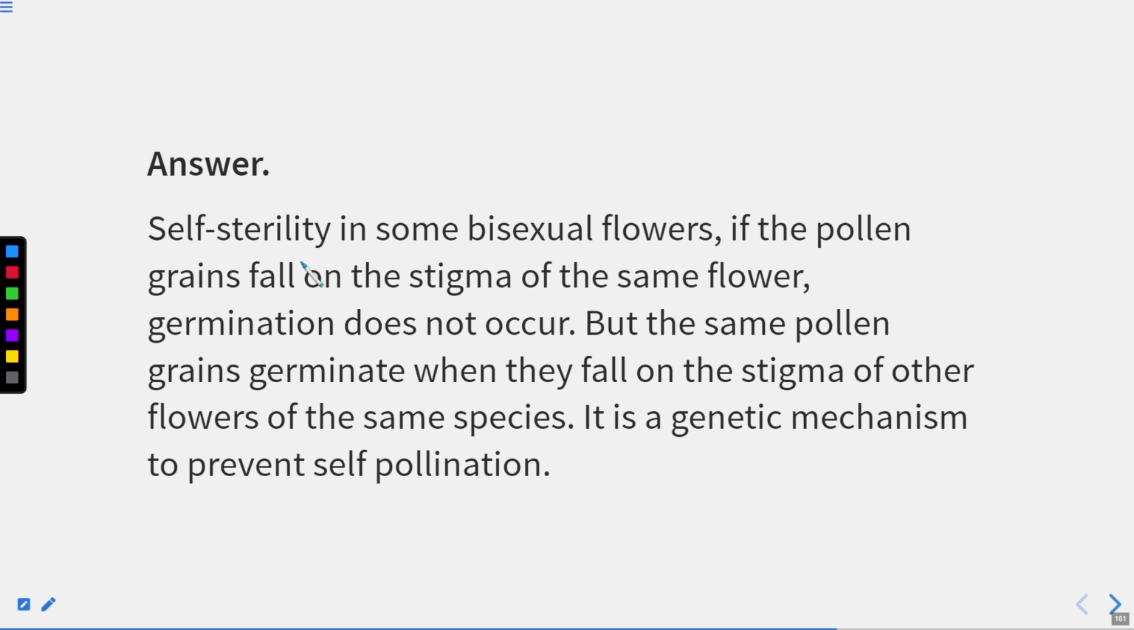Self-sterility is seen in some bisexual flowers. If the pollen grains fall on the stigma of the same flower, germination does not occur. This is known as self-sterility. But the same pollen grains germinate when they fall on the stigma of another flower of the same species. So this promotes cross-pollination. It is a genetic mechanism to prevent self-pollination. We have already discussed self-sterility.